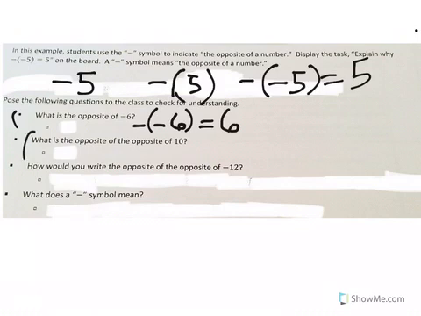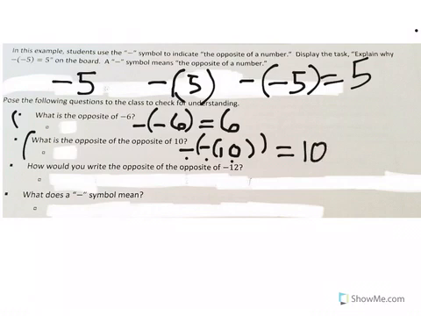Next question. Things get a little more tricky. All right, what is the opposite of the opposite of 10? So I'm going to take my 10, put it in parentheses, and say the opposite of 10. But we don't want just the opposite of 10, we want the opposite of the opposite of 10. So I'm adding more parentheses. So we have 10, -10, +10. The opposite of the opposite of 10 is 10.